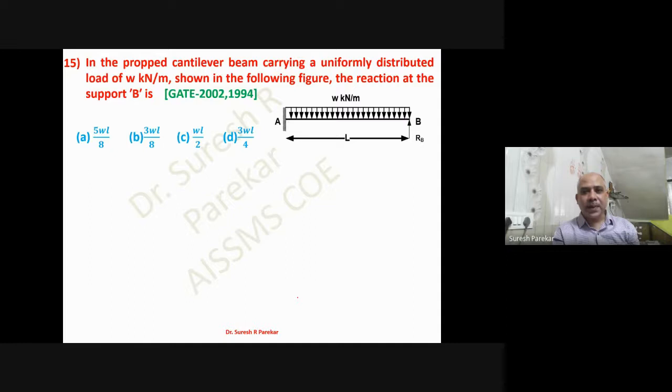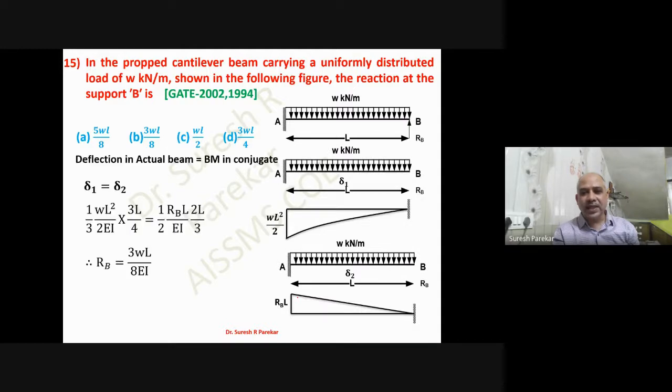Then we have a propped cantilever and we are interested in determining the reaction at this support. Now we know this reaction as 3WL by 8 EI. This you have to keep in mind always, and you can get this by separating these two. First, by taking moment about B, the area of this is 1/3 WL square upon 2 EI into centroid 3L by 4. So we have the centroid here, which will be 3L by 4 from B.